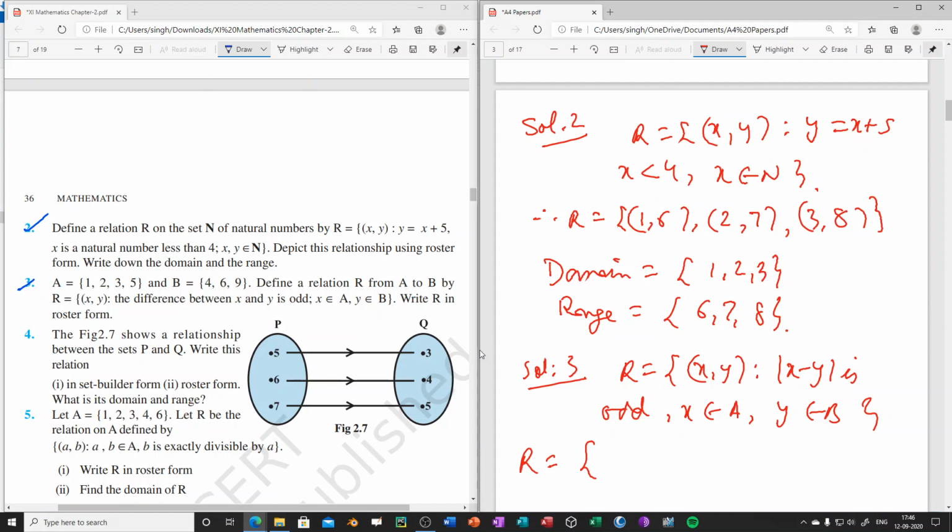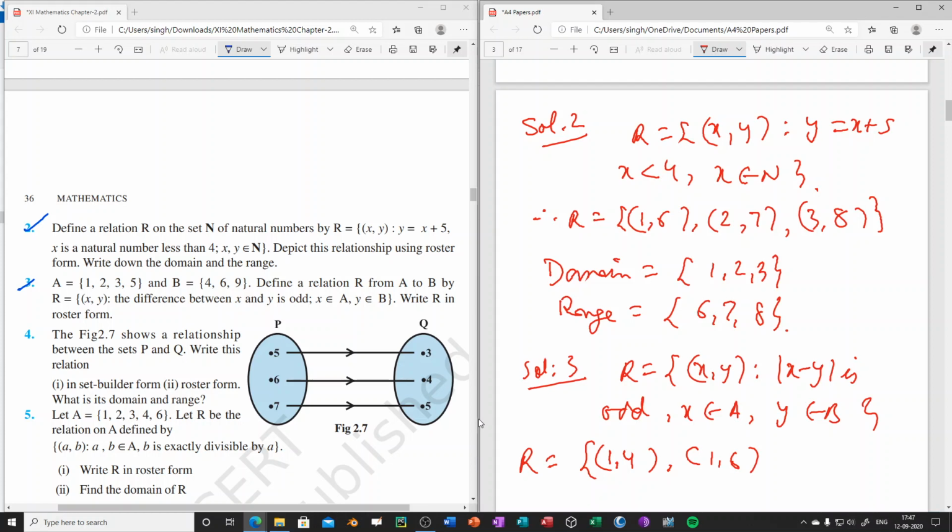Suppose we take 1 from the first set A. So 1 we can relate with 4, because it will be related only if the difference between them is an odd number. 1 minus 4 is minus 3, or we can say the difference between 1 and 4 is 3, which is an odd number. So we can say that (1, 4) belongs to R. So we will write here R equal to {(1, 4)}. Then what about 1 and 6? The difference of 1 and 6 is 5, so (1, 6) is also a member of the set R.